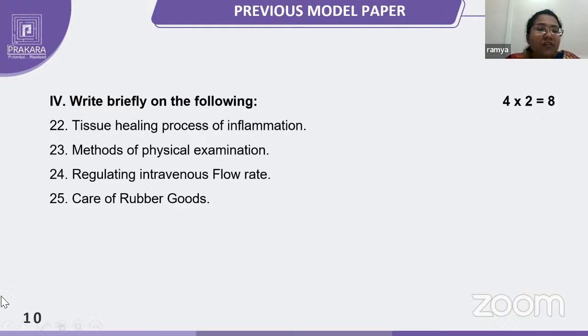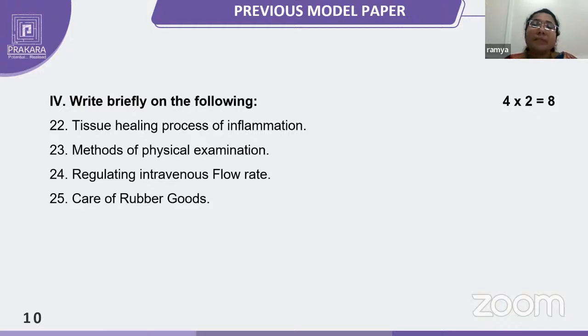And when we come to the 24th question, regulating intravenous flow rate, how are you going to regulate the intravenous flow rate? There will be two types of flow rate, that is micro and macro. So you should adjust the flow rate according to the age of the patient.